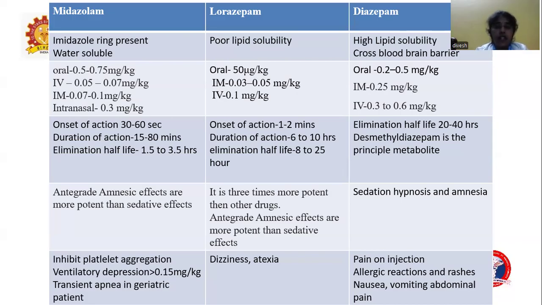Next, we are going to see about diazepam. It is a highly lipid-soluble drug. It crosses the blood-brain barrier. The oral dose is 0.2 to 0.5 mg per kg, IM it is 0.25 mg per kg, and IV it is 0.3 to 0.6 mg per kg.